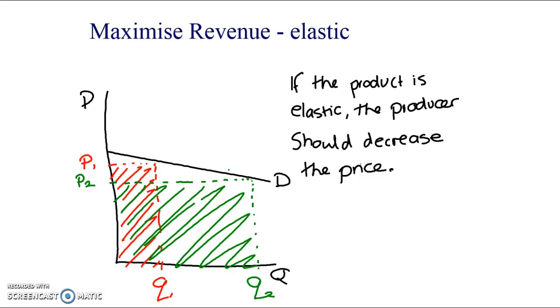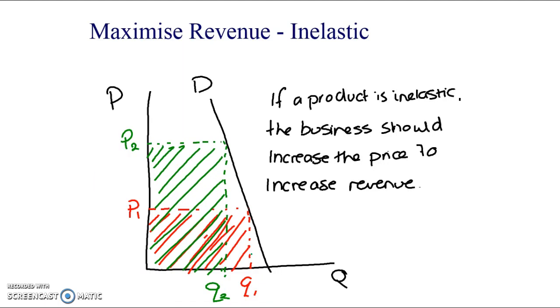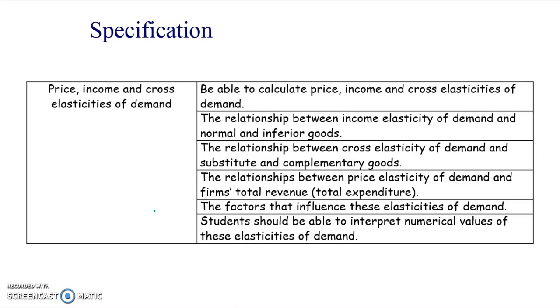So if you know that you've got elastic demand, what you actually want to do is lower the price, and this will increase the revenue. So we've got the price at P1 here, and we can see that this rectangle is smaller than the green rectangle. So lower the price and you can increase the revenue that you gain. And it's the other way around if it's inelastic demand. So we can see that the green rectangle is larger than the red rectangle, meaning that if you have inelastic demand, if you increase the price, you'll be able to increase your revenue.